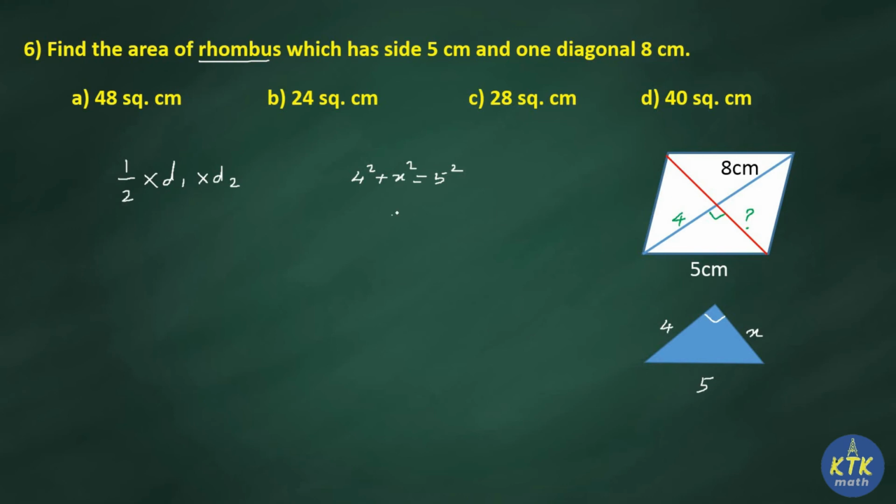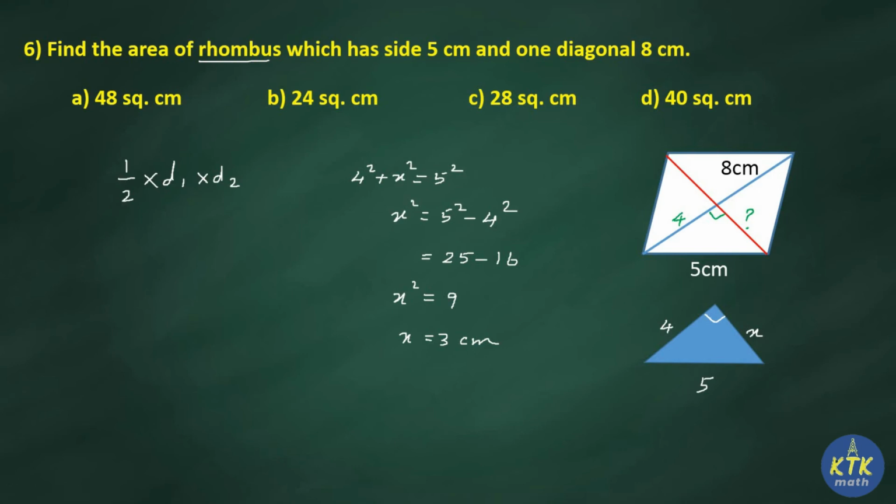So x square is equal to 5 square minus 4 square, exactly same as the previous question. What is 5 square? 25. 4 square is 16. So 9. x square is 9. Then what is x value? Square root of 9 is 3 centimeter. Now 3 centimeter is your length of this half diagonal.